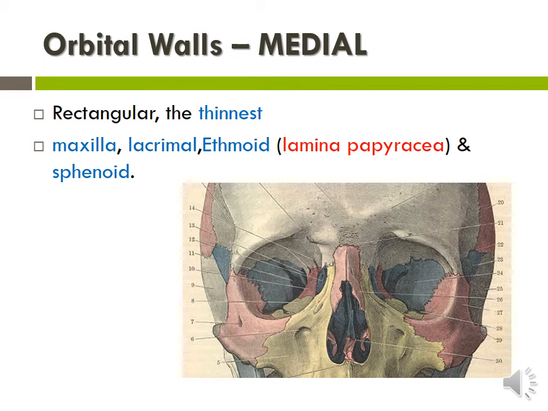All right, so here we'll discuss the medial wall. So far we discussed the roof and the floor. Now we discuss the medial wall. You can see that the medial wall's shape is more rectangular. The roof, or the superior wall, had a triangular shape. The floor had a triangular shape. The medial wall is more of a rectangular shape.